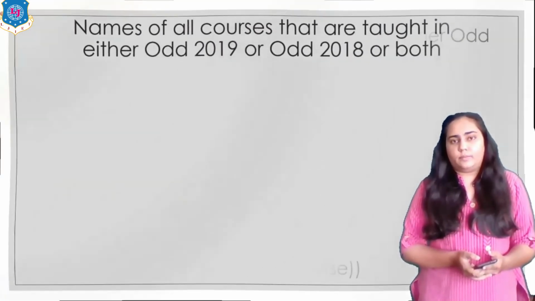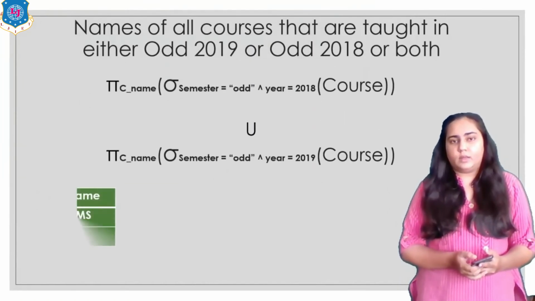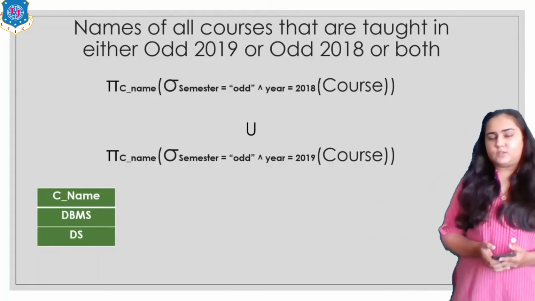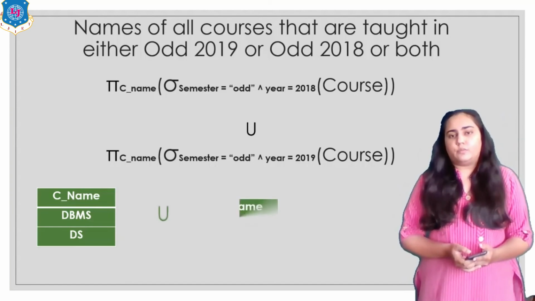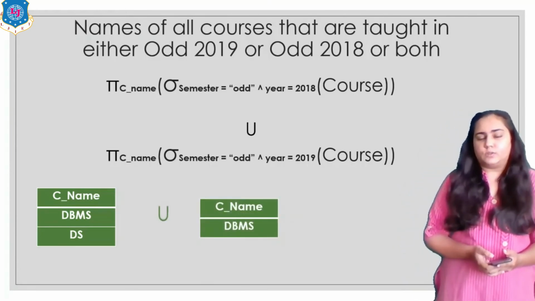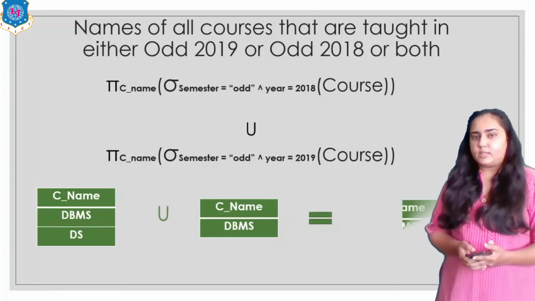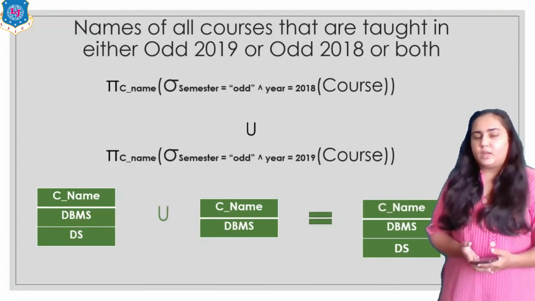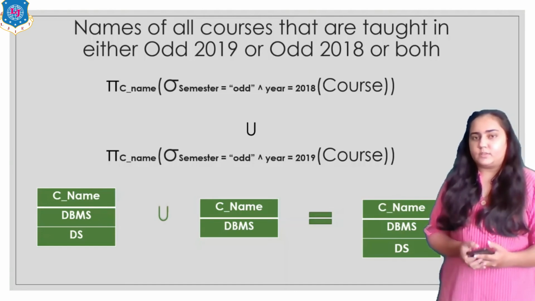So, let's just see how that works in practice. The first query is going to fetch DBMS and DS. You can verify that. And the second query is going to fetch for me only DBMS because that's the only one taught in ODD 2019. And then when we take a union of these two, we will get as a result DBMS and DS because those are the only two unique ones. DBMS is repeating, so it will be removed once.